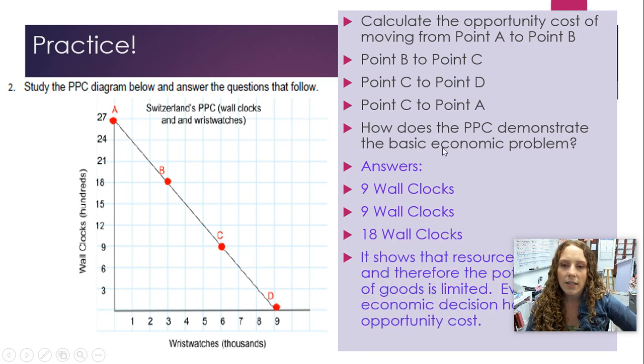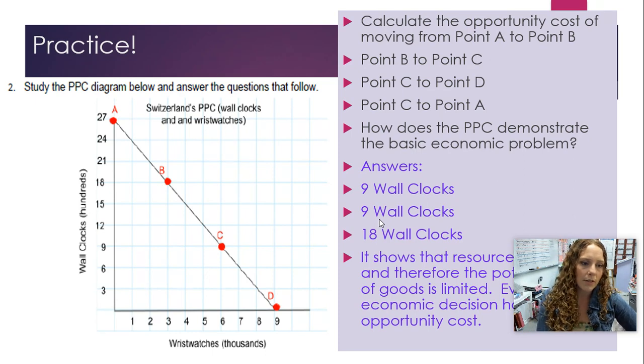Note the PPC, how does this demonstrate the basic economic problem? Well, it's a couple of things. It shows that their resources are limited. It shows that they cannot produce everything. If they produce 27 wall clocks, well, then they can't produce any wristwatches, those kinds of things. It shows that every economic decision has opportunity costs, and it demonstrates that for us.